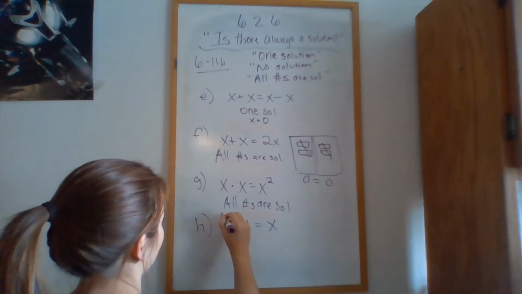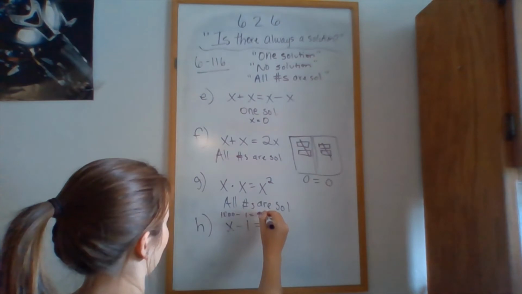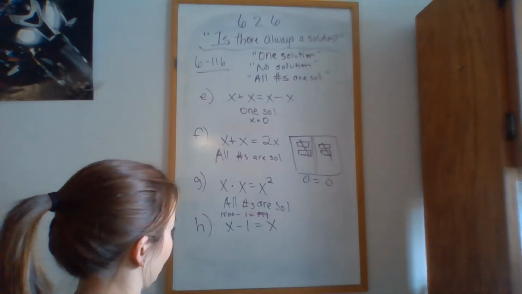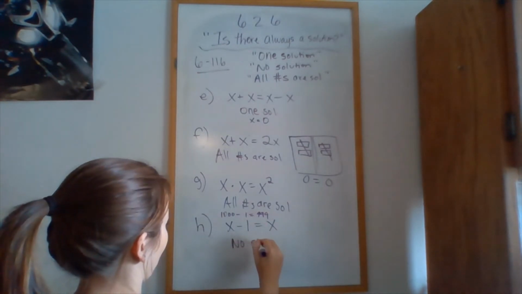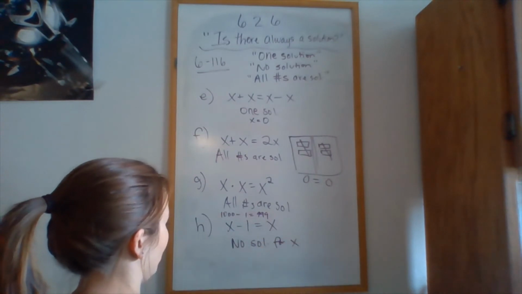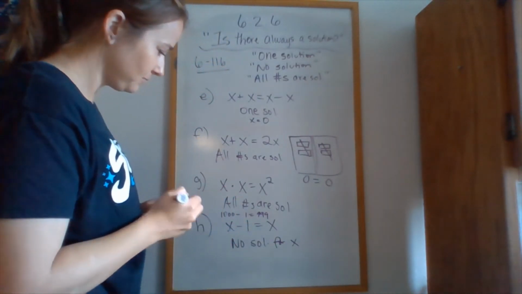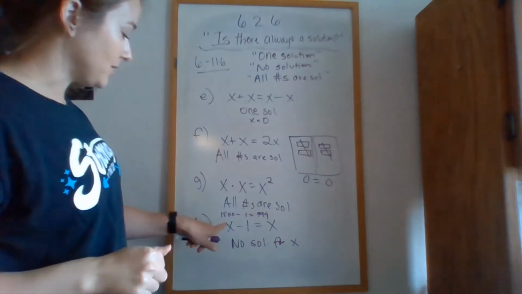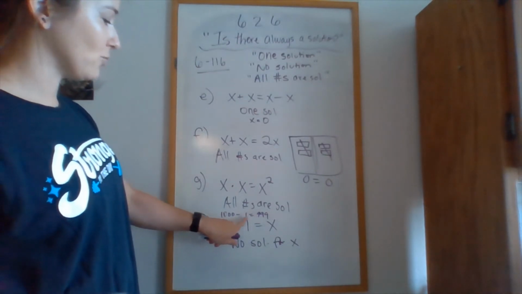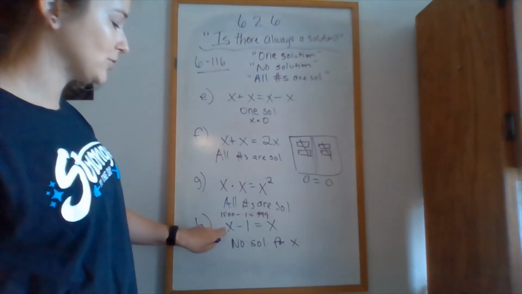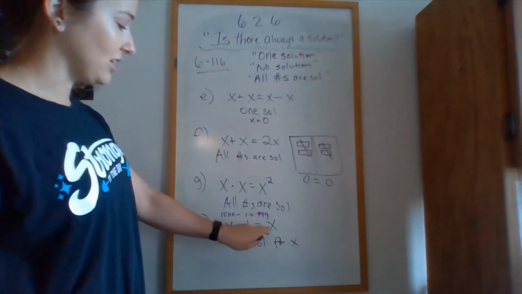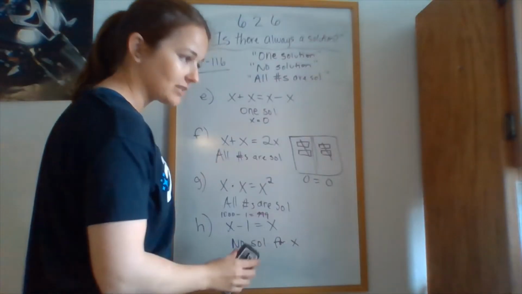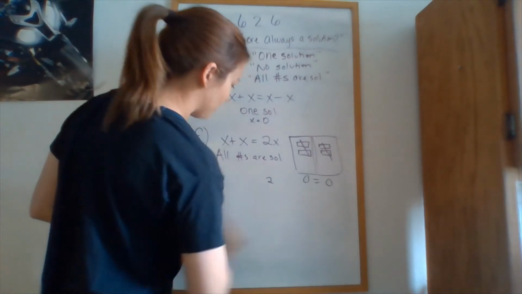Try one more for fun. 1,000 minus 1 is 999. 1,000 doesn't equal 999. So there is no solution for X. No number would work for X. Because you'll see that, yes, 1,000 minus 1 is 999, but we're focusing on this X matching this X, and it doesn't. So that means that it's not going to work for us. And that is the last problem for 6-116.